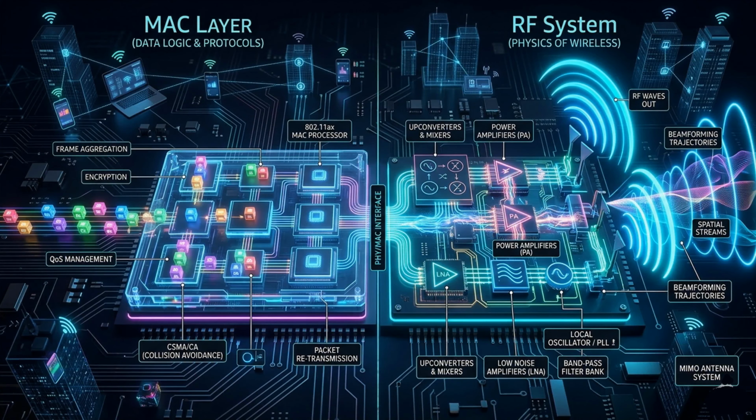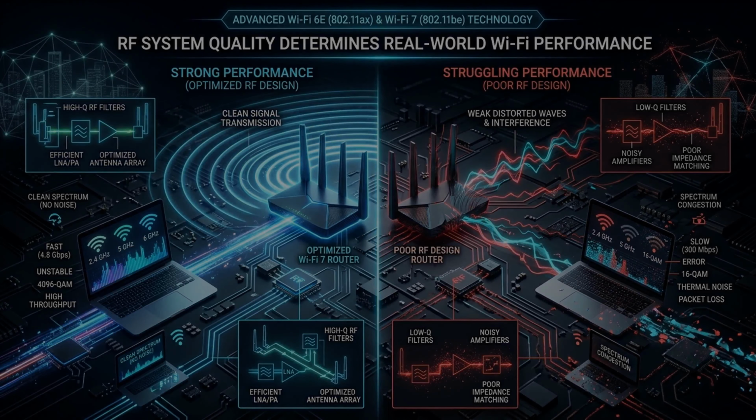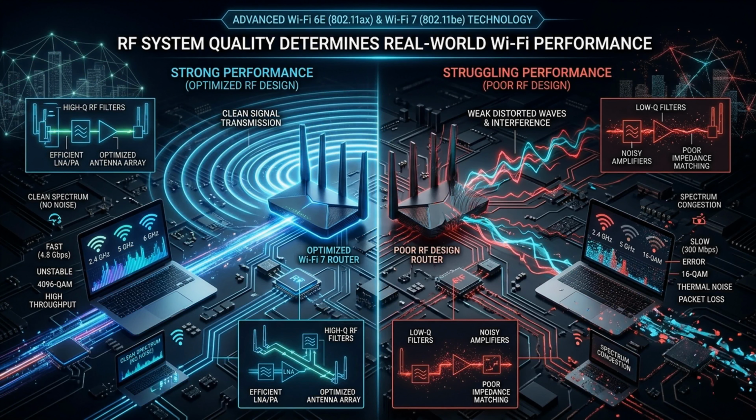Why the RF system matters. While the MAC layer handles the logic of wireless communication, the RF system handles the physics behind it. It is responsible for generating, transmitting, receiving and maintaining clean radio signals through the air. Even the most advanced Wi-Fi standards such as Wi-Fi 6E and Wi-Fi 7 cannot achieve their promised speeds if the RF system is poorly designed.